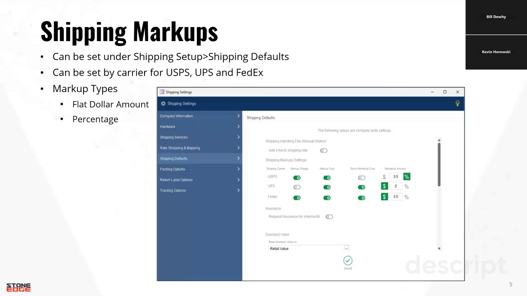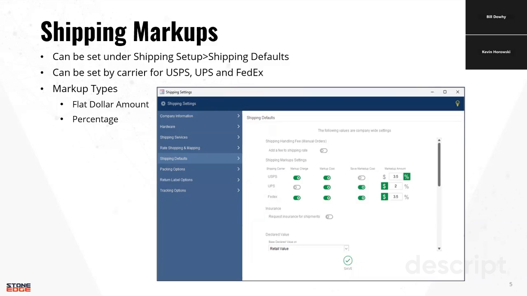For the markups, you have the ability to set them for the main three carriers: USPS, UPS, and FedEx. They can each have their own amounts. One can have a flat dollar amount markup, one can have a percentage. You can choose to only have rates from USPS include the markup, but for UPS, maybe you want to have the cost from UPS include the markup.